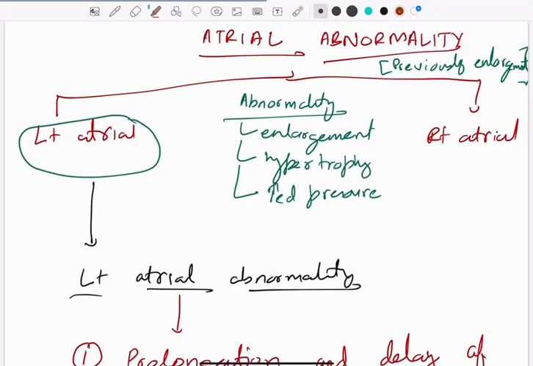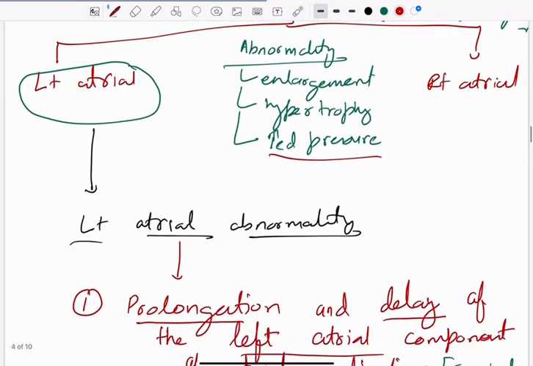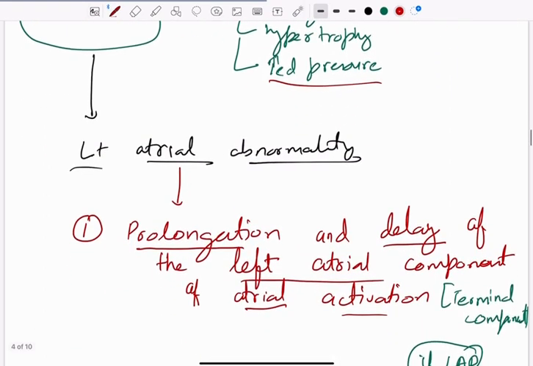Good afternoon, guys. Today we are going to discuss atrial abnormality. Previously it was also called enlargement, but that term has been discarded now, because atrial abnormality can be because of many things like enlargement, atrial hypertrophy, and it can also be because of increased pressure. So we will cover this under two headings, because there are two atria, left atrium and right atrium. First in this module we will discuss left atrial enlargement or abnormalities.